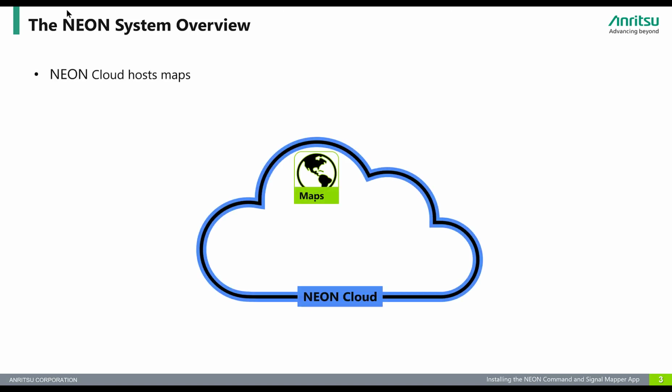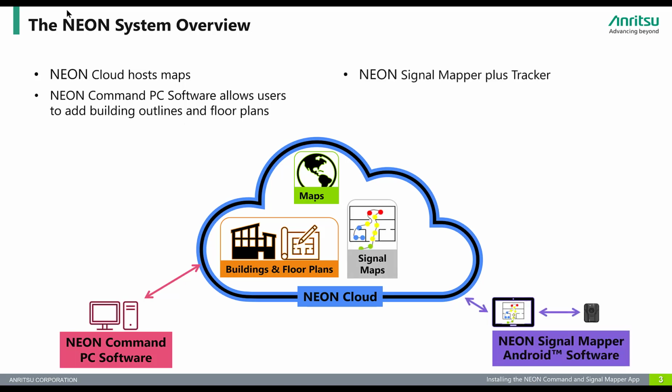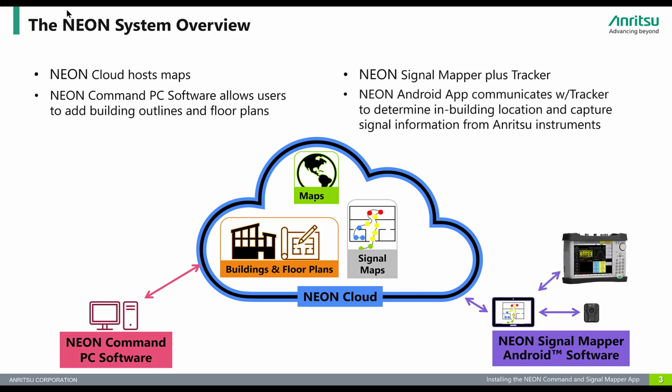The Neon system utilizes what is referred to as the Neon Cloud. The Neon Cloud is used to store and access data. The cloud stores maps. It also allows a user of the Neon Command PC software to create building outlines and floor plans for buildings which need to be signal mapped. Once a building and floor plan has been set up, the Neon Signal Mapper and Tracker are utilized to map signal levels and quality within the building.